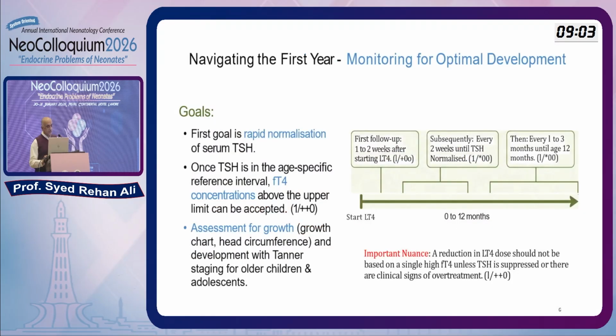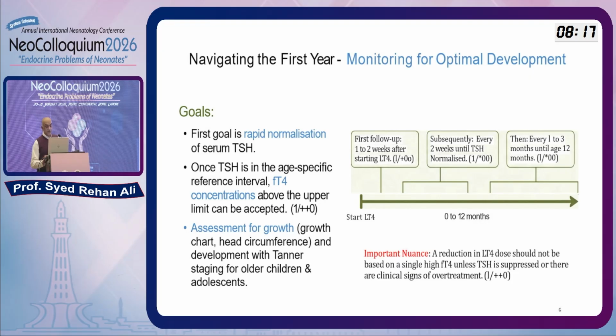So navigating the first years, monitoring for optimal development, the goal is to achieve rapid normalization of the serum TSH, and FT4 concentration above the upper limit can be accepted. And you assess the growth in a neonate and then Tanner staging in older children. So the recommendation is the first follow-up 1 to 2 weeks after starting thyroxine, then subsequently every 2 weeks until TSH normalizes, and then every 1 to 3 months until the age of 12 months. And this takes you through from 0 to 12 months.